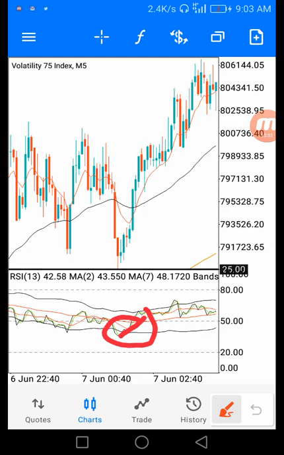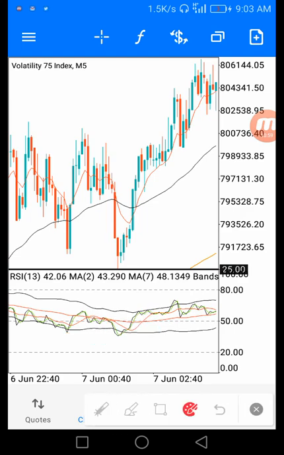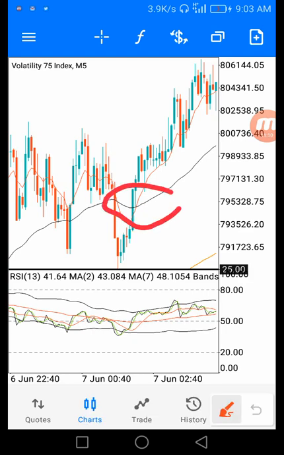Make sure you see them going back inside, because most times they stay long outside, they might be going down, and they won't go back inside until much later. Make sure you note that they're already going back inside. Then look to the chart and wait for this crossover. You want to wait for the black and red moving averages to cross over in your direction, in your trading direction.